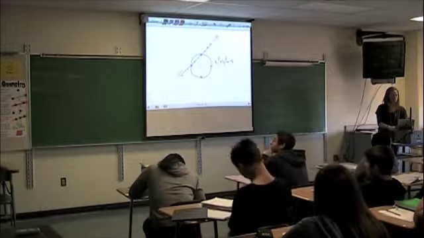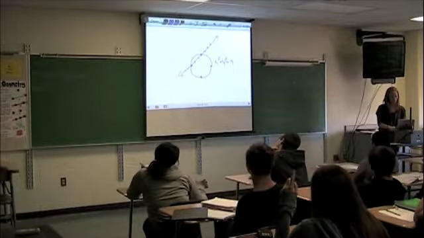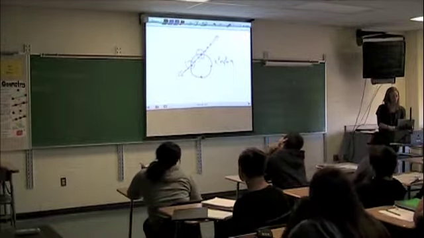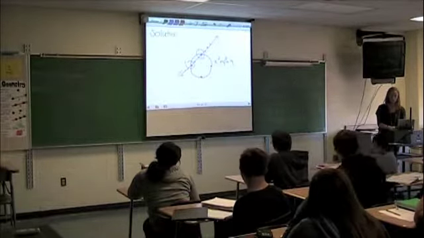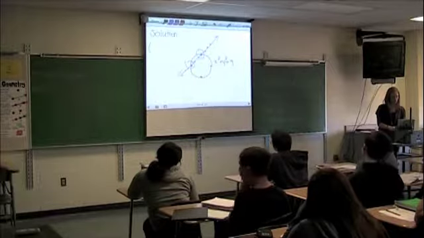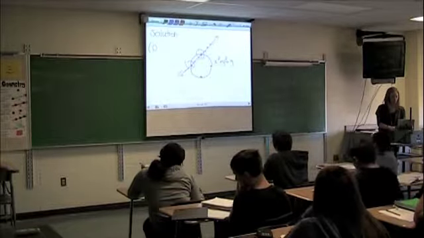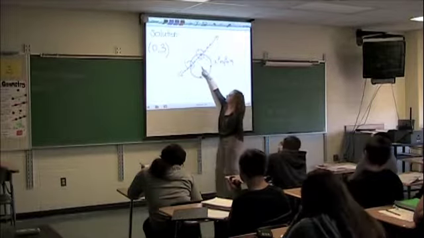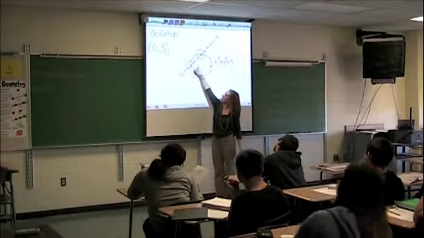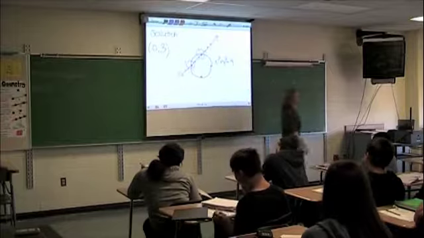So how many points of intersection here? 2. So my solution is what? So it's 0, positive 3, so I'm talking about this point right here, I'm going over 0 but up 3, and then negative 3, 0.